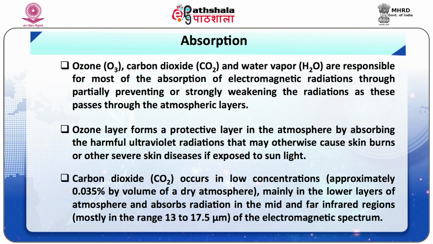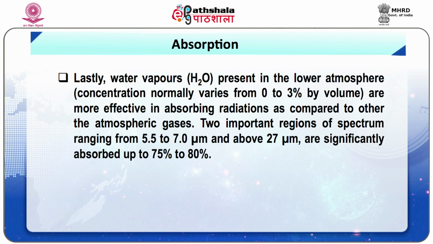Carbon dioxide occurs in low concentrations, approximately 0.035% by volume of dry atmosphere, mainly in the lower layers of the atmosphere. Carbon dioxide effectively absorbs radiation in the mid and far infrared regions of the electromagnetic spectrum. Lastly, water vapors present in the lower atmosphere are more effective in absorbing radiations as compared to the other atmospheric gases. Two important regions of the electromagnetic spectrum, ranging from 5.5 to 7 micrometer and above 27 micrometer, are significantly absorbed, up to 75% to 80%.